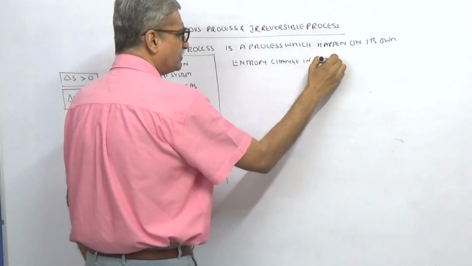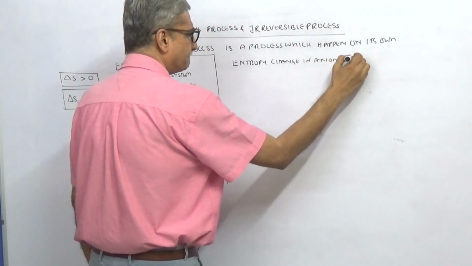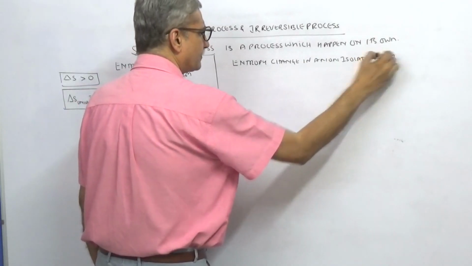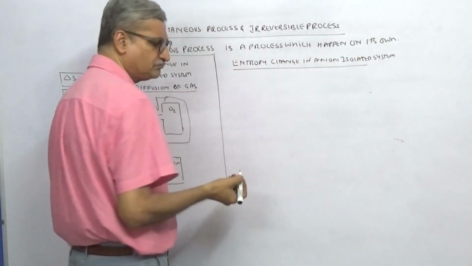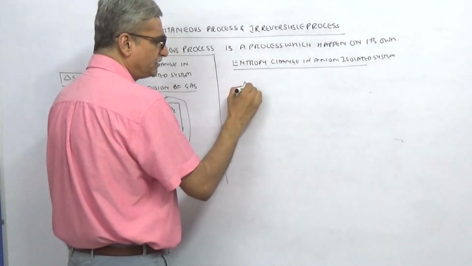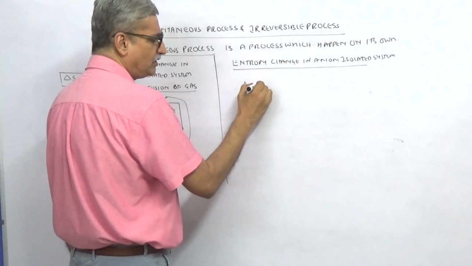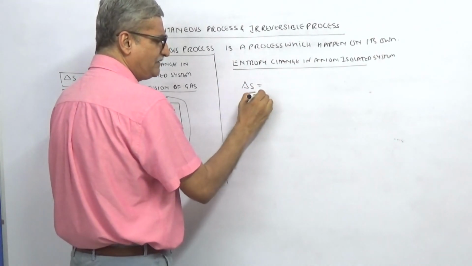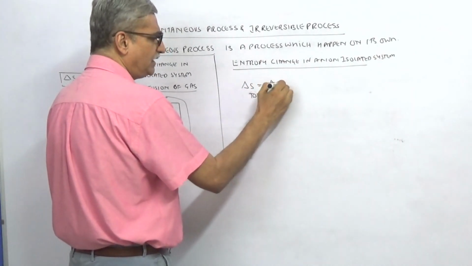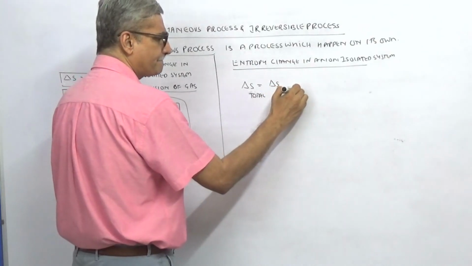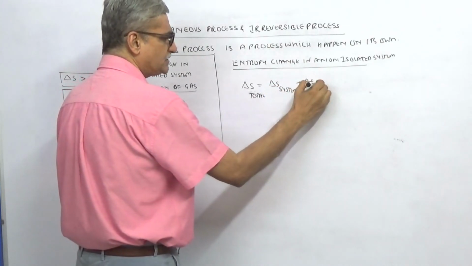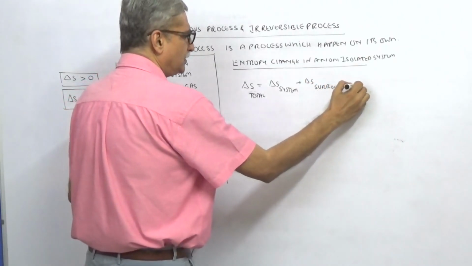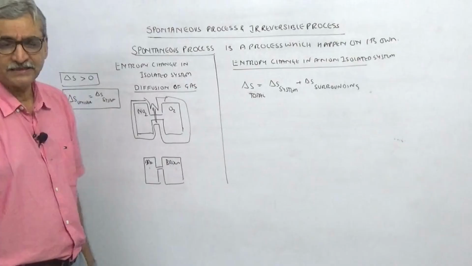In a non-isolated system, delta S total, that is delta S of the universe, is equal to delta S of the system plus delta S of the surrounding. This is clear.